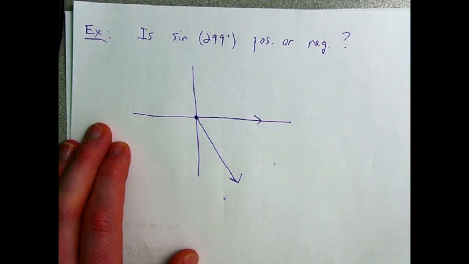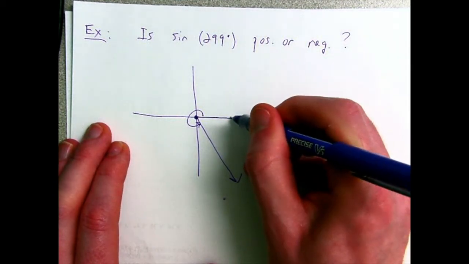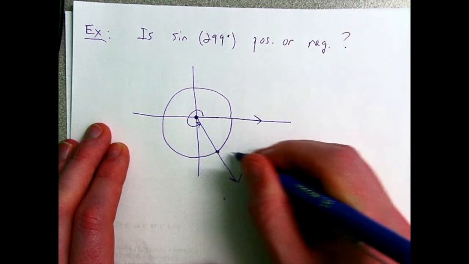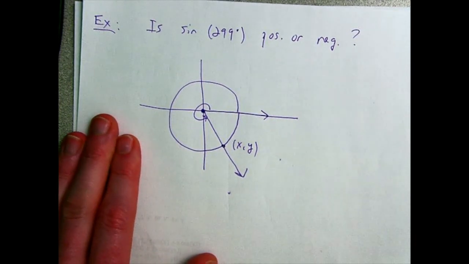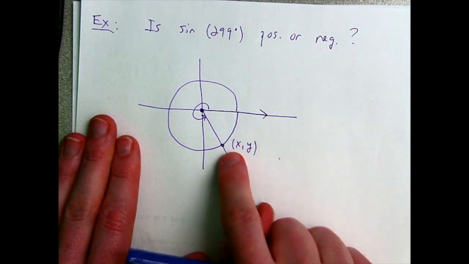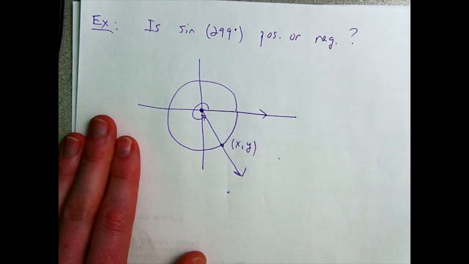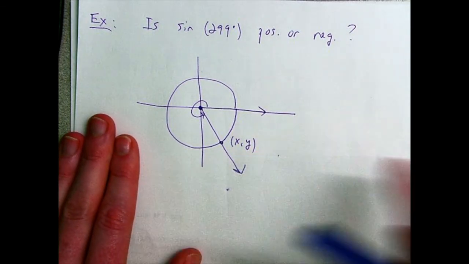Here's a question. Is the sine of 299 degrees positive or negative? Without using your calculator, try to answer this question. Notice I'm not asking you to evaluate sine of 299 exactly. So how do we do this? Well, just draw the angle 299. Where exactly does that sit?